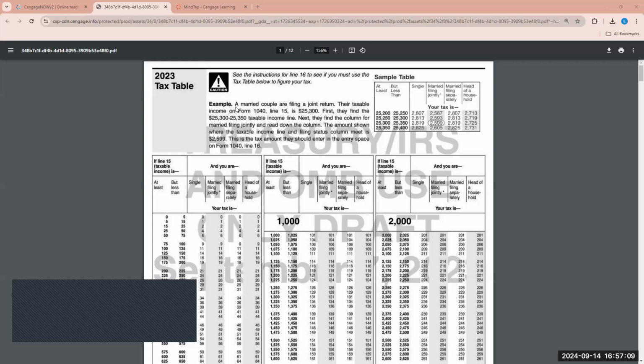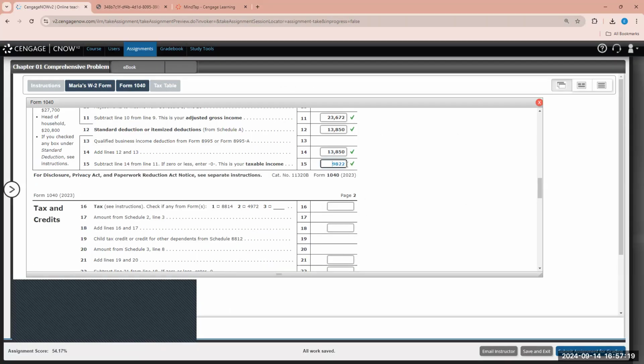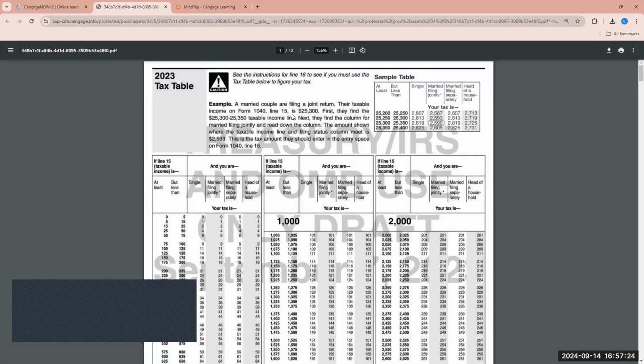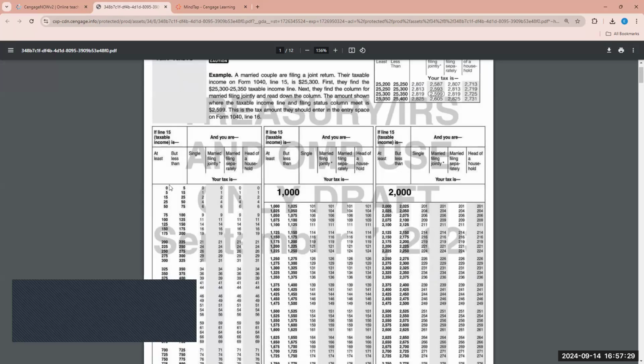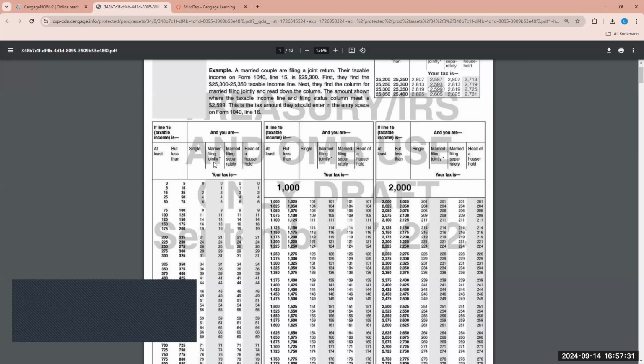It says here, example, if you're a married couple filing a joint return, if their taxable income on Form 1040 line 15. So let's see our Form 1040 line 15, taxable income is $9,822 in this case. What we simply do is find the range, right? We see here the range starts from 0 to 5, 5 to 15, etc. So if line 15 taxable income is at least but less than, your tax liability is going to be as follows. The first column represents the tax liability for a single individual.